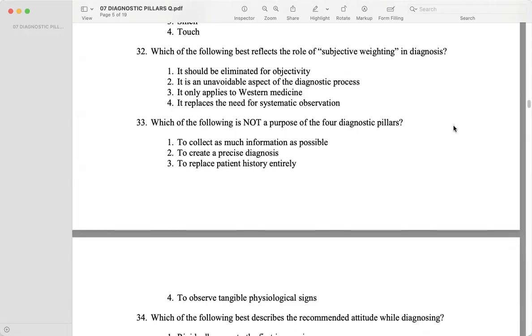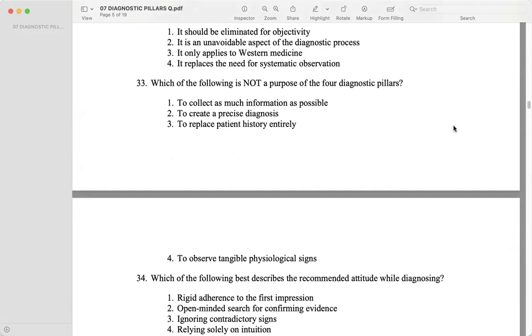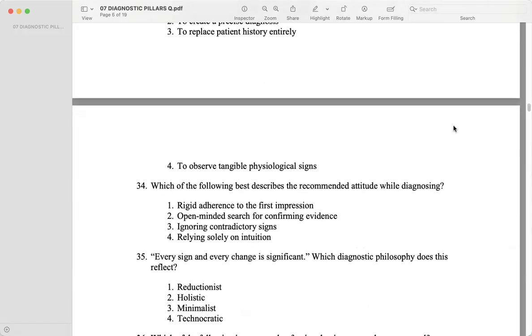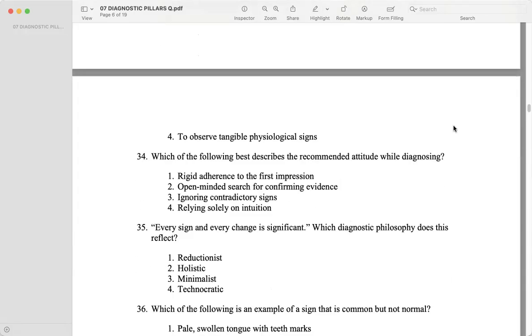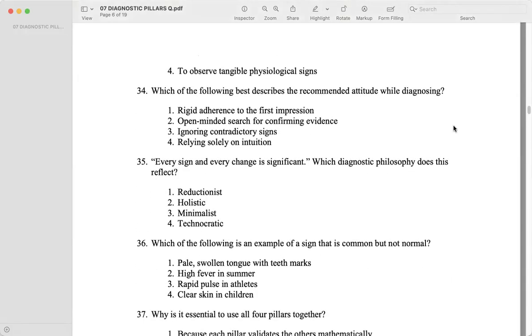Which of the following is not the purpose of the 4 diagnostic pillars? To replace patient history entirely. Yes. Did you know that the patient history is quite important, no? 70 to 80%. Which of the following best describes the recommended attitude while diagnosing?